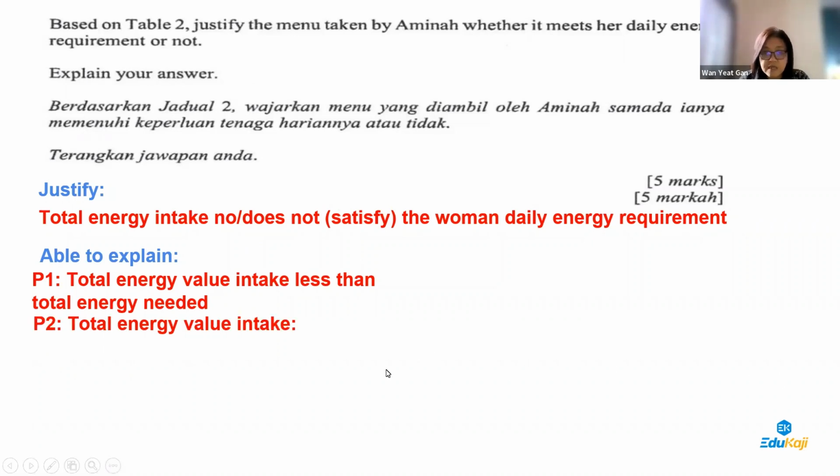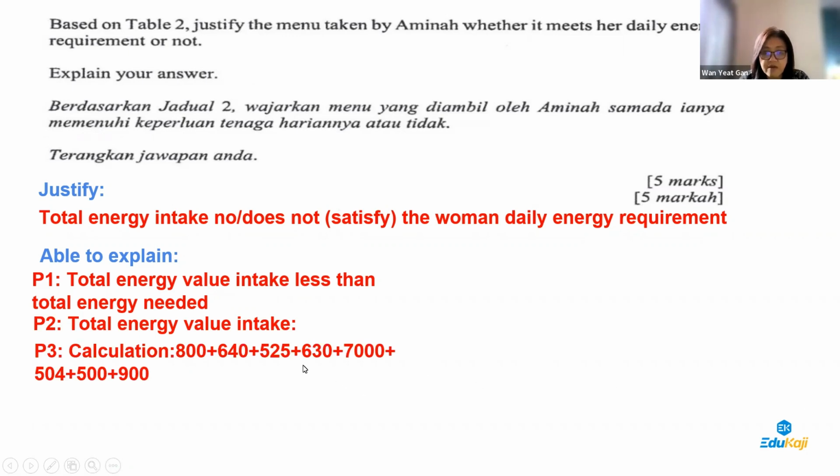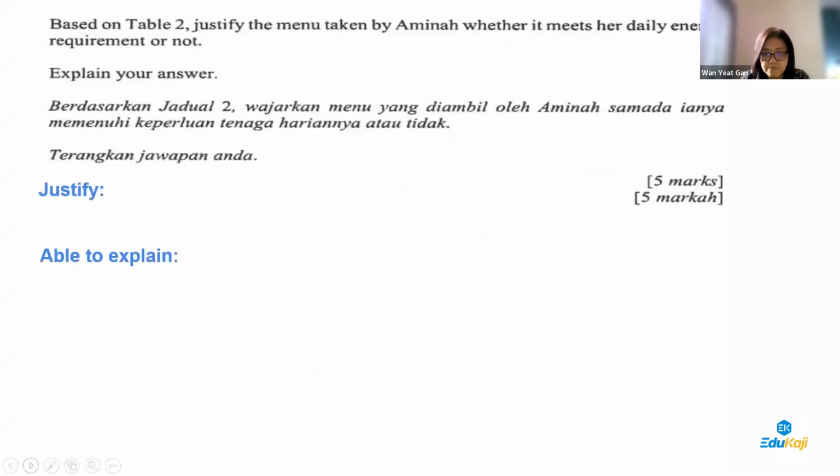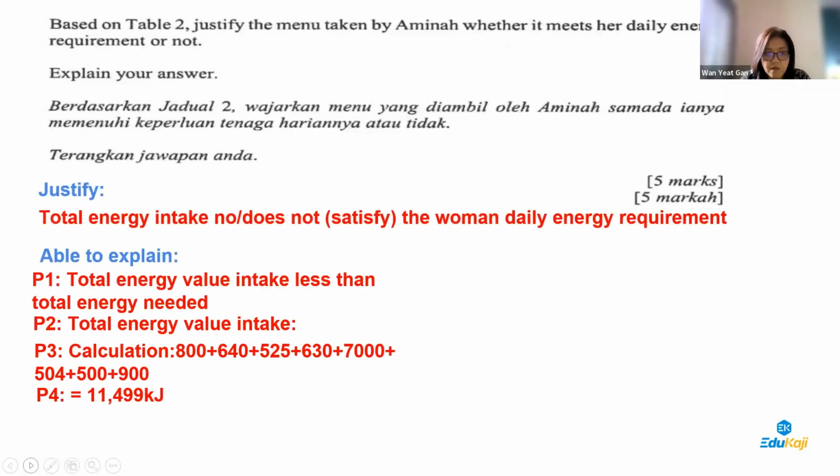Her total energy value intake is 800 plus 640 plus 525 plus 630 plus 7,000 plus 504 plus 500 plus 900. Now, this value you obtain from this side of her daily energy requirement, which is on the right side of the table. You add up all these. So you get a total of 11,499 kJ of energy, okay, which is lower than the recommended daily energy requirement.